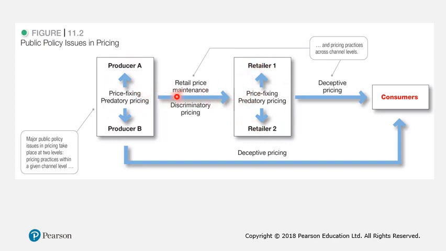Okay, you can use the retail price that you sell to this particular retailer. Or you can have discriminatory pricing to different retailers, depending on the type of retailer. And again, the retailer can also use price fixing or predatory pricing, and later on use deceptive pricing on the consumer, so that the consumer will see it and get the product at a cheaper price.